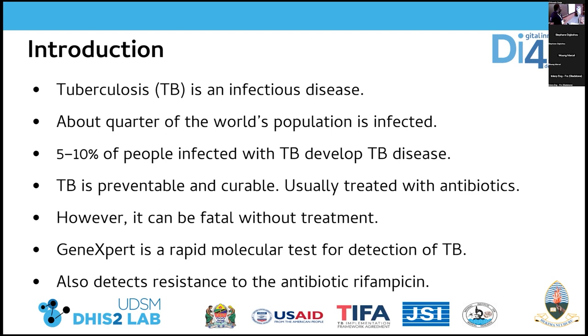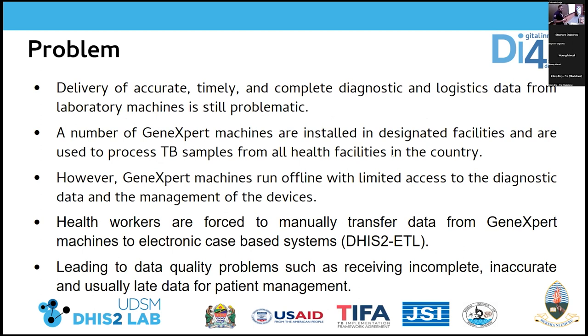The testing of TB is usually done via various approaches, but one of the crucial approaches being used is the GeneXpert machine, which is a rapid molecular test. The good thing about this test is its capability of also detecting resistance to antibiotics, in particular rifampicin, and just within 2 hours.